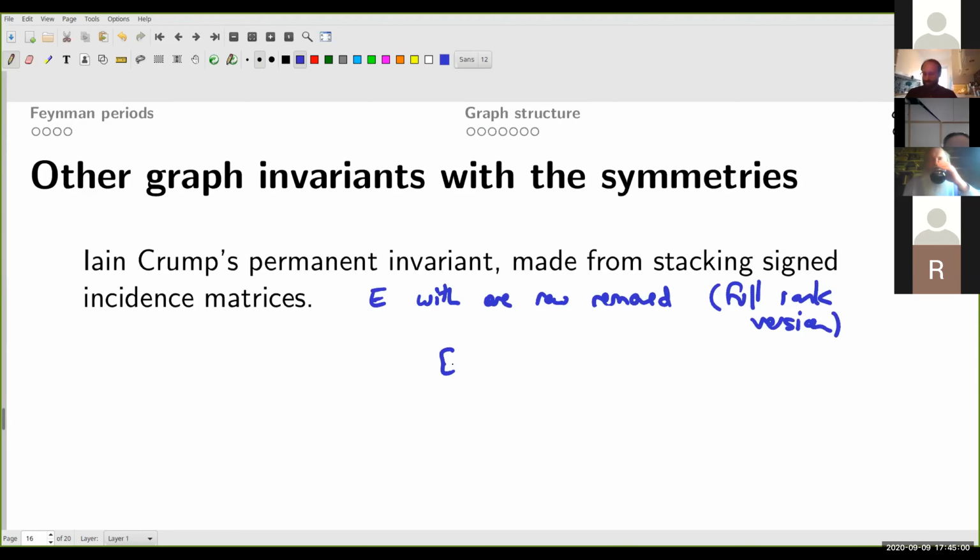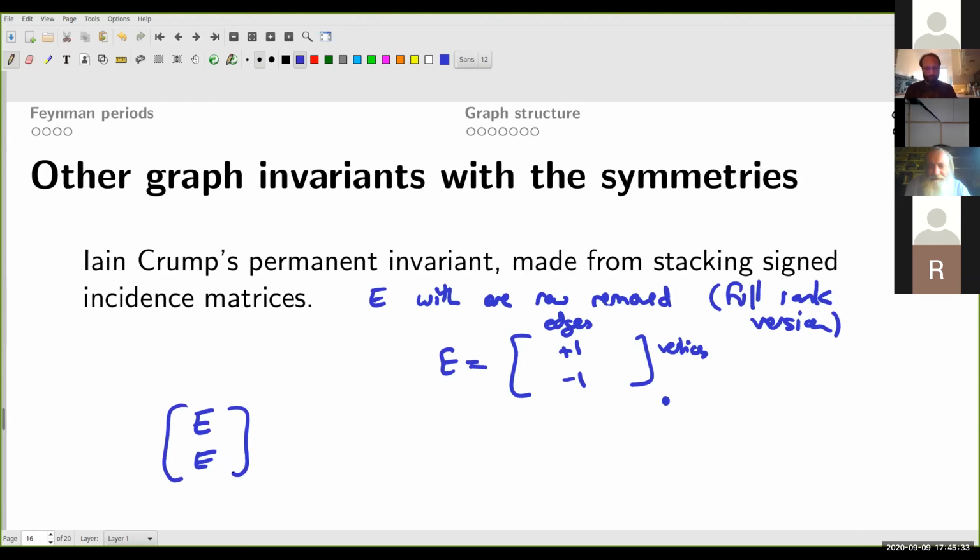So what is that? E is, remember, these are edges and these are vertices, except there's one extra vertex that we've removed. And what do you do? You orient all the edges, you put a +1 for one end, a -1 for the other end, and zeros everywhere else. And then if you do that, you could stack these up to make a square matrix. So for the sort of graphs we've been talking about a lot that are 4 regular but with one vertex removed, if you stack 2 copies of this up, you'll get a square matrix.